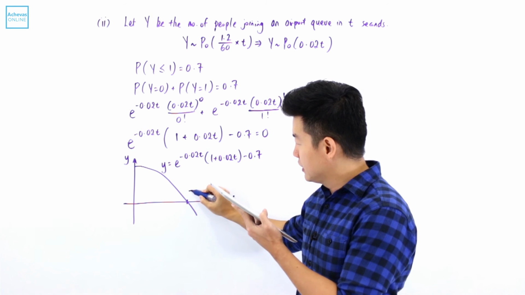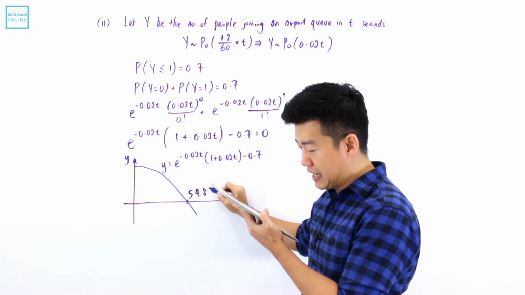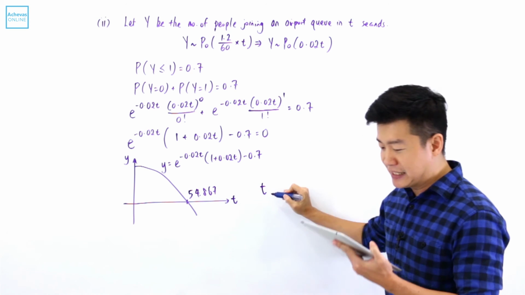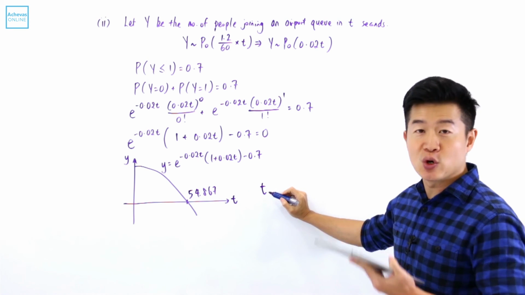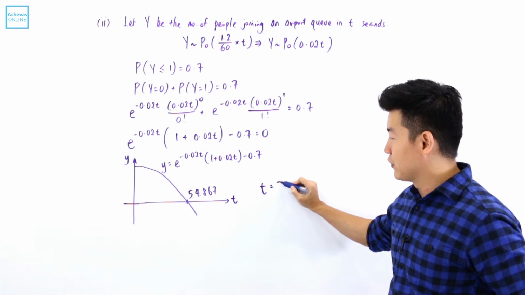According to my calculator, this has a value of 54.867. So t correct to the nearest whole number is going to be equal to 55.